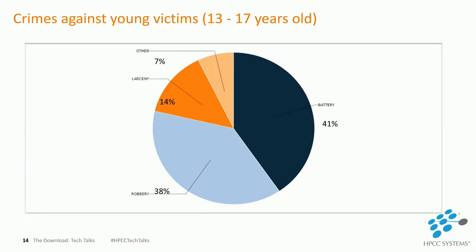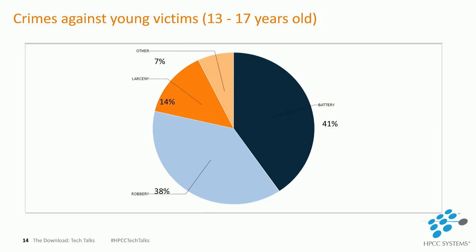In the next slide, we have crimes against youngsters. Here we have the most common crimes against youngsters, again from both sexes. And different from senior persons, the most registered crime was battery, showing aggressive behavior against youngsters.